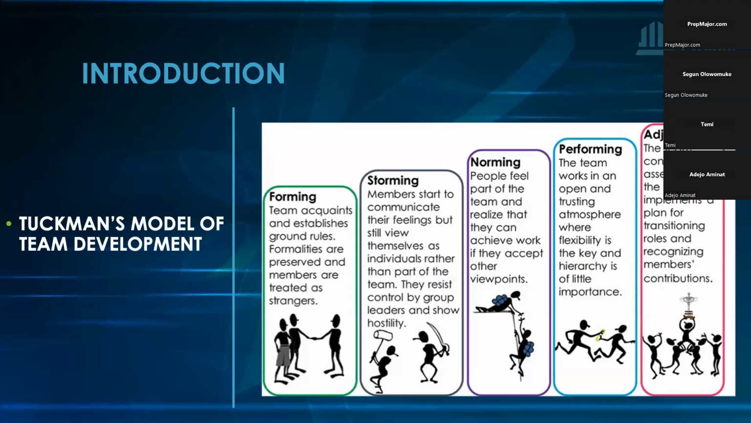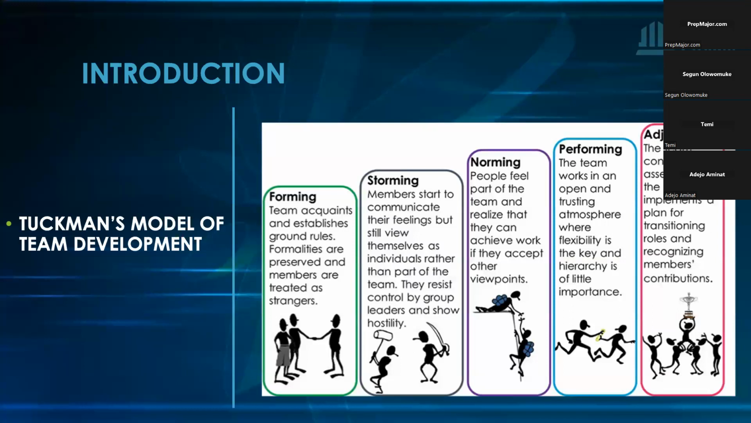Then there is the storming stage. Members of the team start to communicate their feelings more, but they still do not understand the concept of the team. In this stage, conflict may arise a lot, and the team may start working in silos. I mean, they might start to work on their own, in their own bubble, and they could also be hostile to themselves.